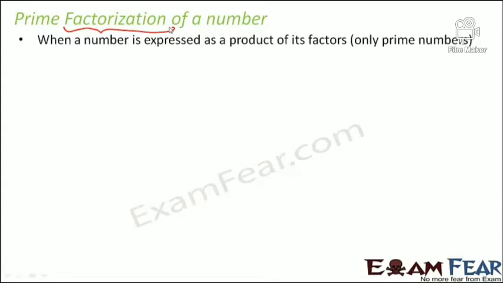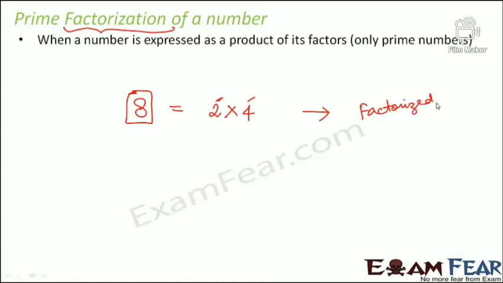So let's take a very common example. Let's talk about the number 8. So 8 can be written as 2 into 4. So 2 is a factor of 8. 4 is also a factor of 8. So we have written 8 as a product of two of its factors. So this means that 8 is factorized, or this is called factorization of 8. 8 is written as a product of its factors.